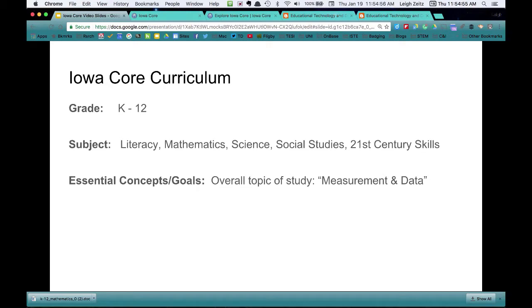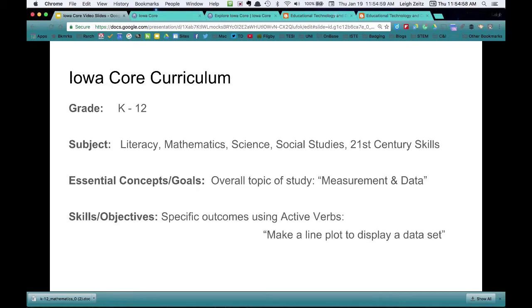But when we talk about more specifically, what is it we expect the students to be able to do? Those are the skills and objectives. Like these specific outcomes with active verbs. Remember, not like understand or comprehend, but when we talk about HOTS and LOTS and those things that we've already learned about, we talk about action verbs like to make a line plot, to display a data set. You can tell if a student is able to make a line plot to display a data set. It isn't something that is intuitive.